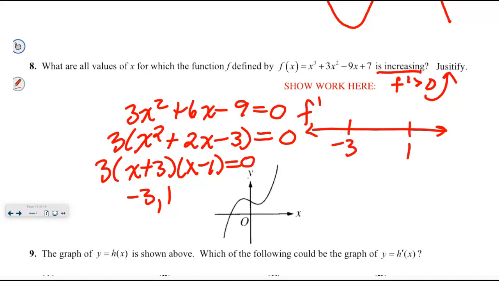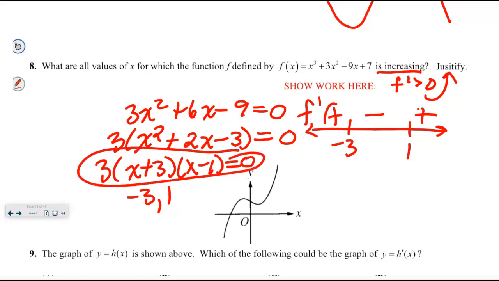I do a sign analysis in f prime. When you do so, and again, I shouldn't need to teach you how to plug in negative 4 into this function, right? So f would have been increasing on... There's no domain restriction, so we would have said negative infinity to negative 3 union 1 to infinity. This was worth 4 points.